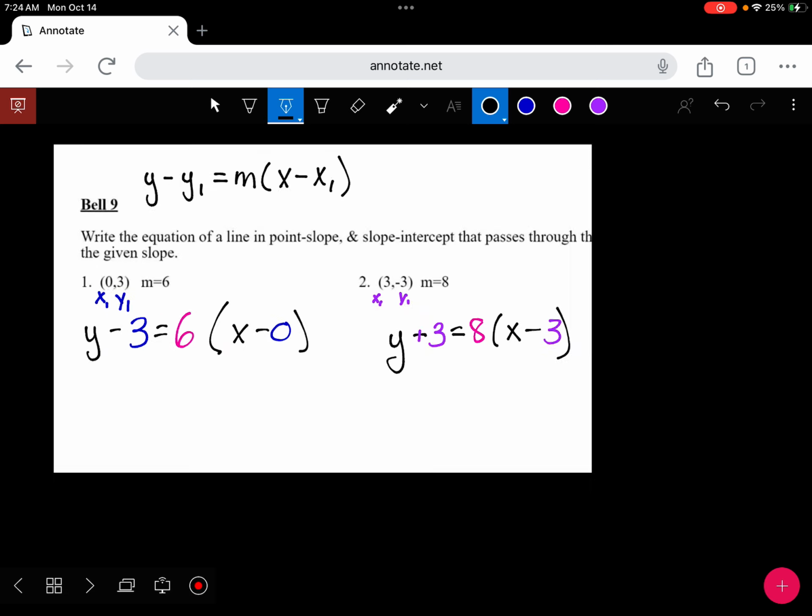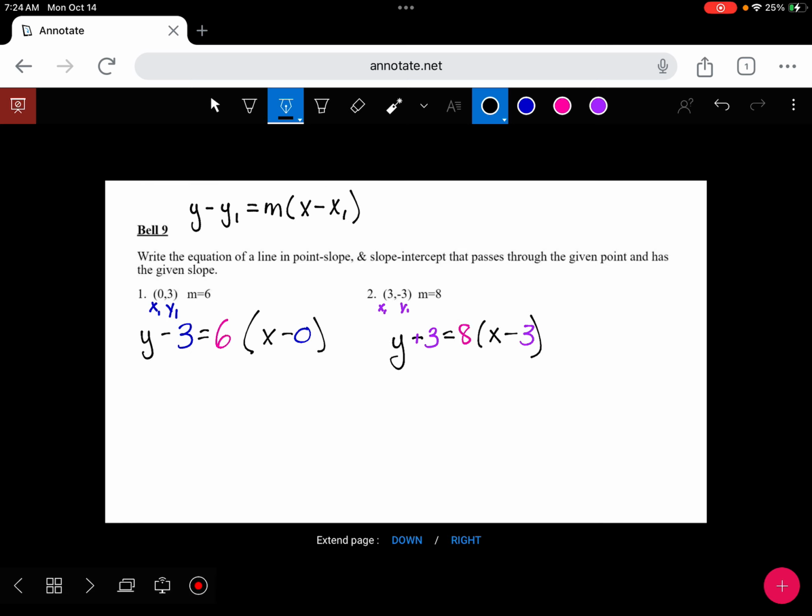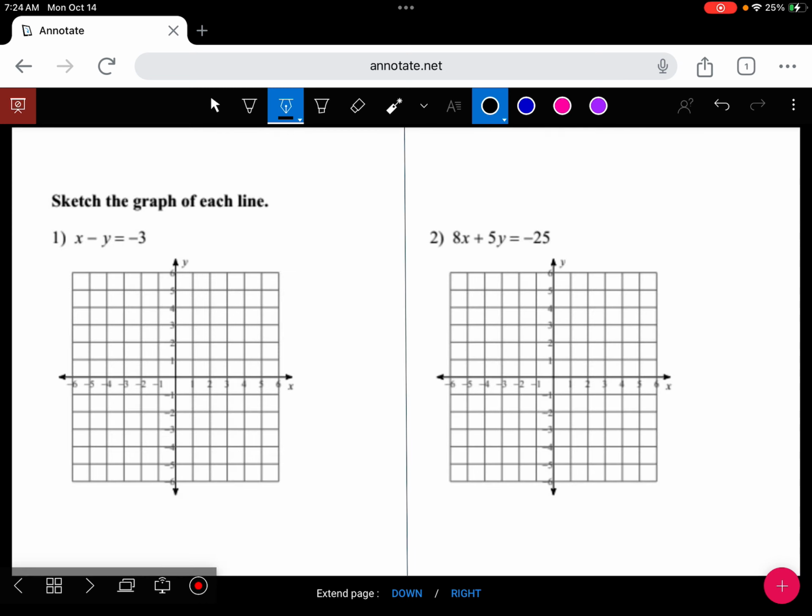Okay. So what we're going to do today is a lot of review. Or it's review that's going to be very, very relevant here tomorrow. And what's most important that we remember how to do is graph a line.